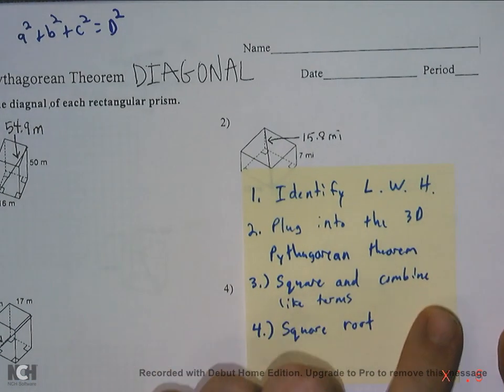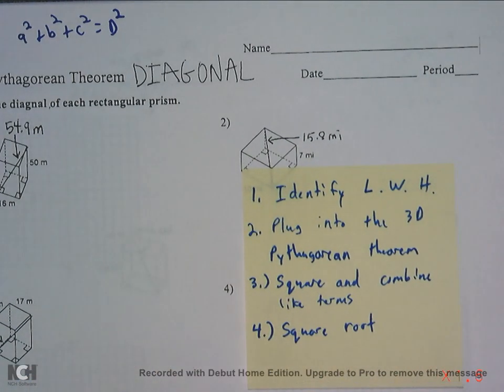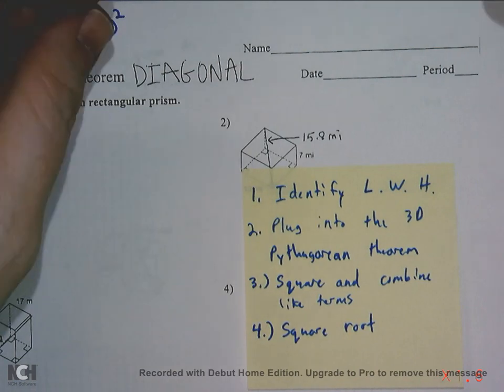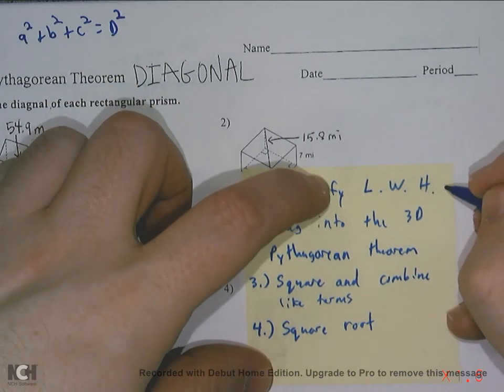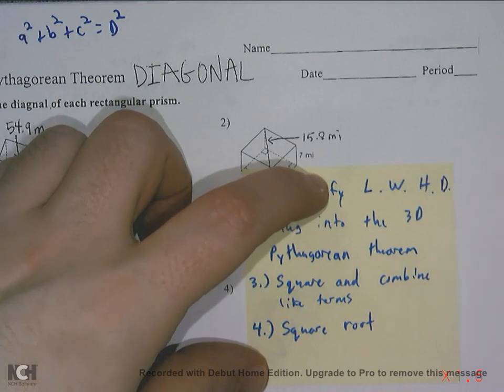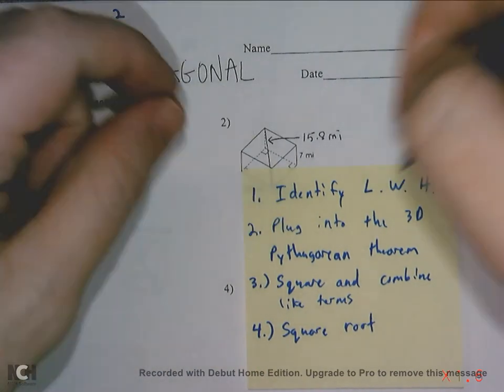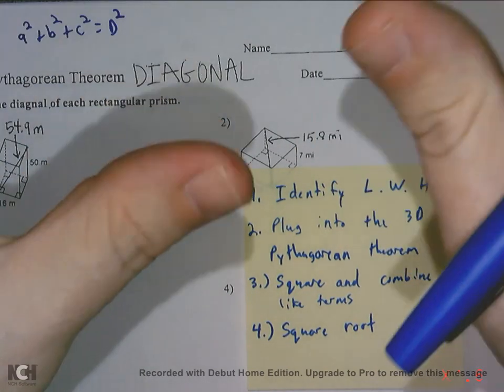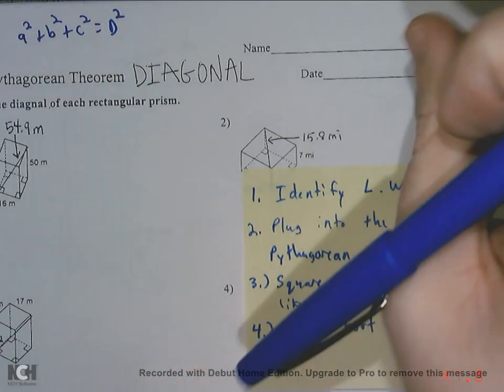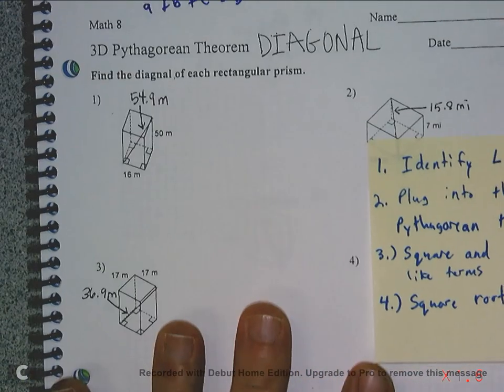We're going to follow pretty much the same steps. So again, going through these steps, you start by identifying the length, the width, and the height, or the diagonal. Whatever is missing is going to be what you are solving for. And then you're going to plug it into the Pythagorean theorem, square, combine like terms, and then square root just like you did, but this time you're going to have to subtract things to the other side.